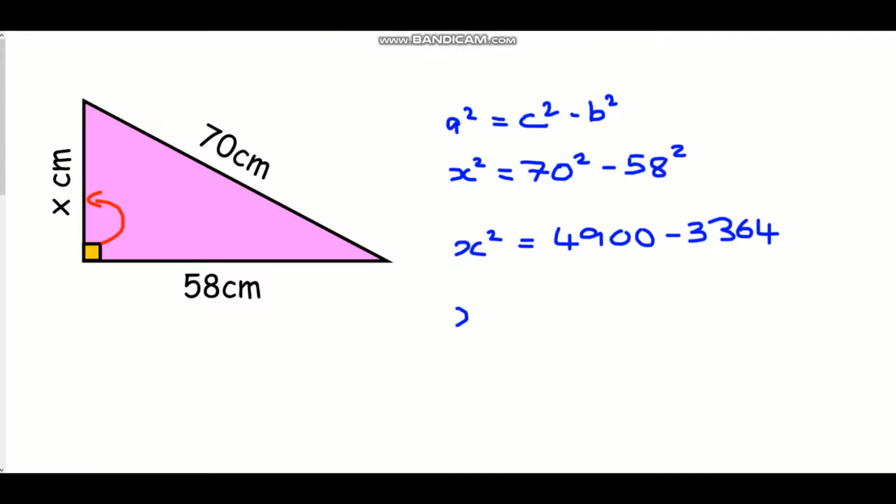A little bit of mental maths involved here. If we do 4,900 take away 3,364, we are left with 4,536. Now the last step here I need to figure out how to get from x squared, which is my side length squared, back to just x. And the way we do that is undo the square on both sides by square rooting. So the final step is you get x is equal to 67.35.